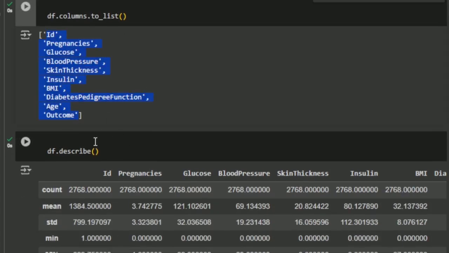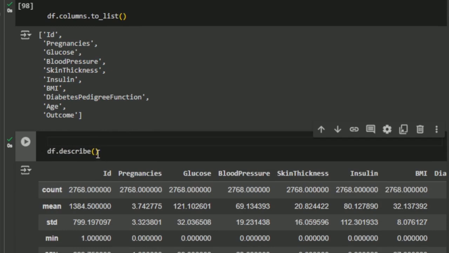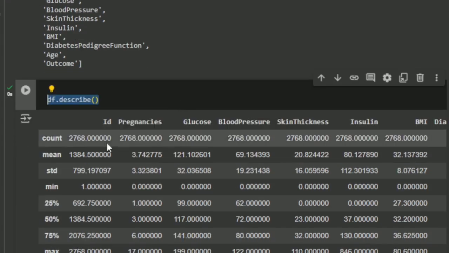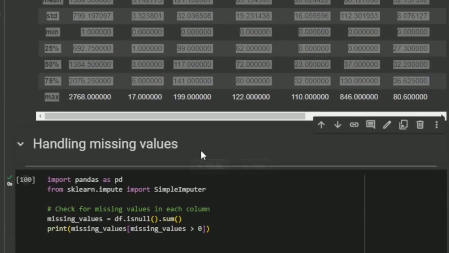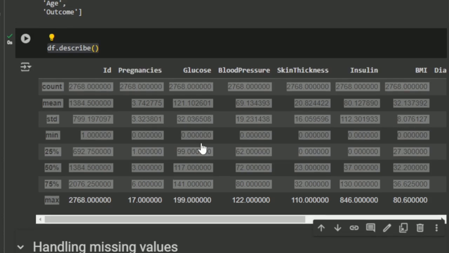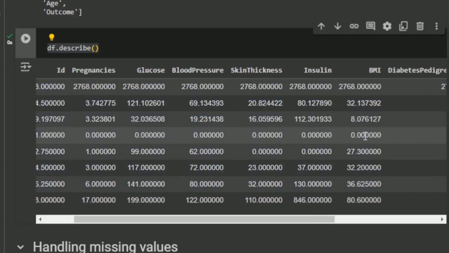We also looked at the basic statistics using the describe method, which gave us a sense of the distribution of each feature, including mean, minimum, and maximum values. These steps allowed us to identify potential issues such as missing or zero values in the dataset, especially in columns like insulin and skin thickness.